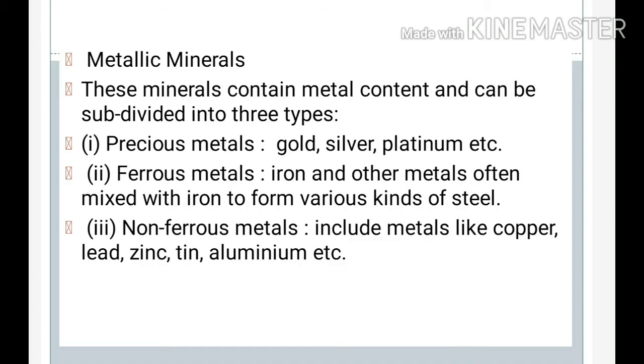Ferrous metals are those metals which contain iron in them. Iron and other metals are often mixed with iron to form various kinds of steel. Under ferrous metals, we have iron ore, manganese, etc. The third one is non-ferrous metals, which do not contain iron in them. These include metals like copper, lead, zinc, tin, aluminium, etc.